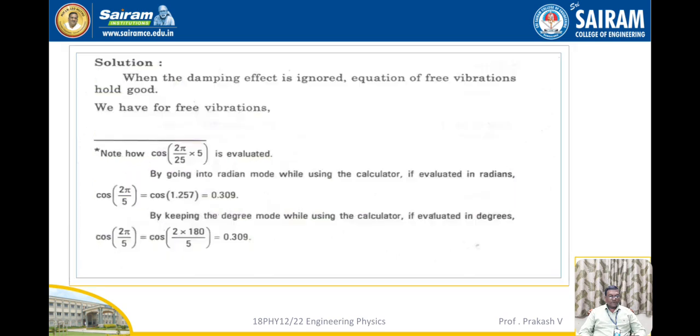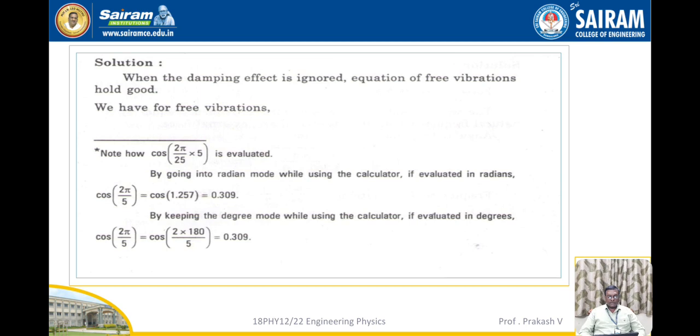Solution: when the damping effect is ignored, equation of free vibrations holds good. We have for free vibrations x is equal to a sin omega t, from which we get v is equal to dx by dt, that is equal to omega into square root of a square minus x square. So v is equal to v max when x is considered as 0.